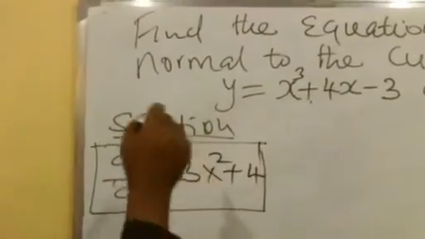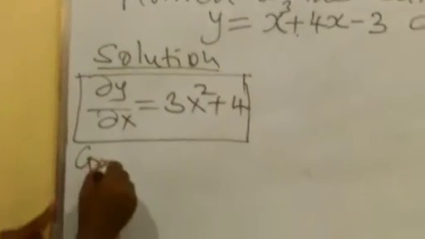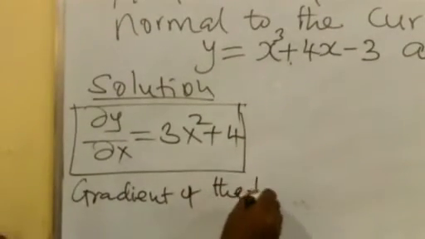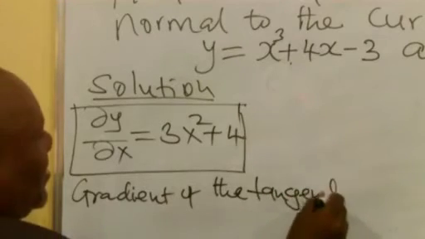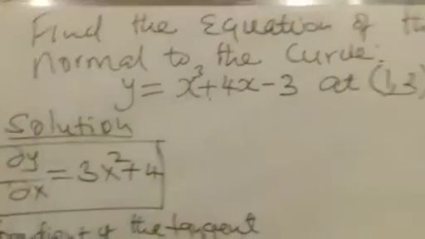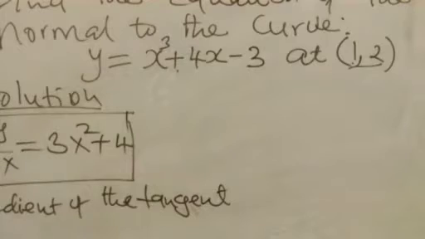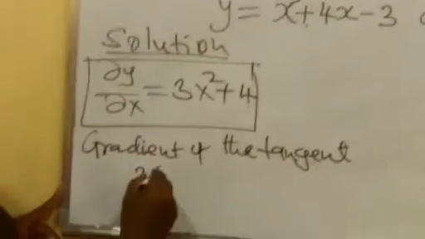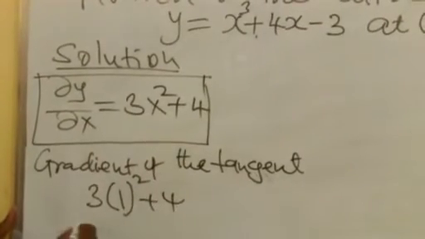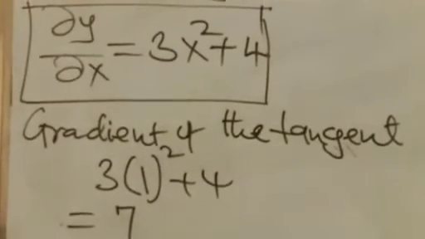Now we take the gradient function to get the gradient of the tangent at the point 1, 2. We are interested in the value 1 because it is the x coordinate. So this is 3, then you substitute 1 where we have x, plus 4. So the gradient is 7. The gradient of the tangent is 7.